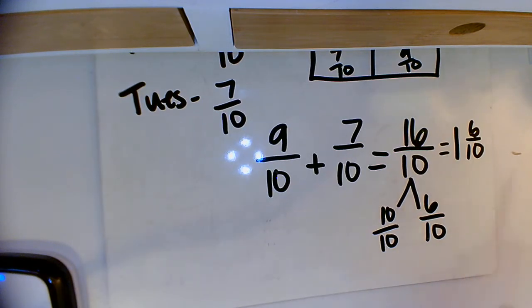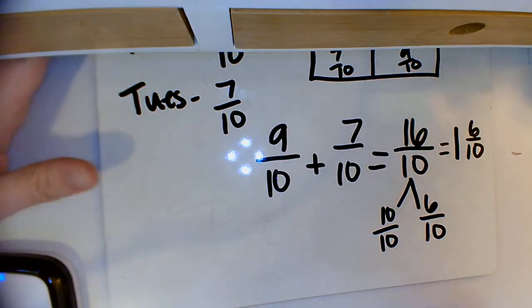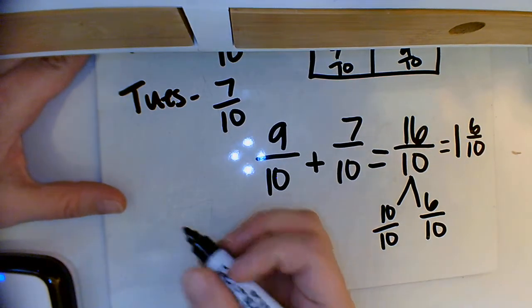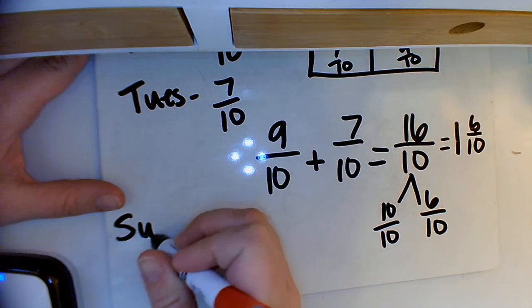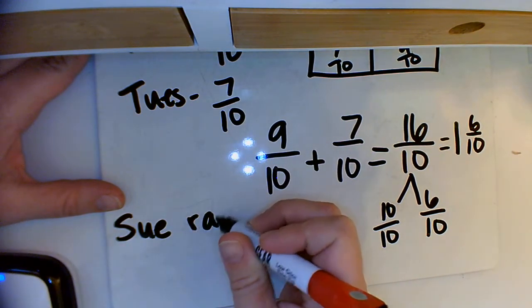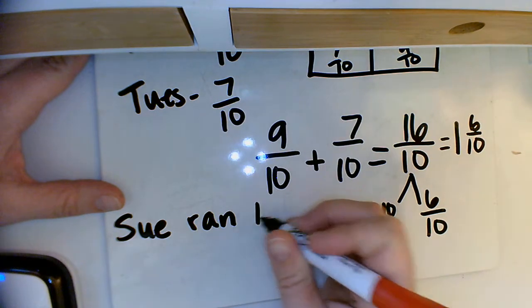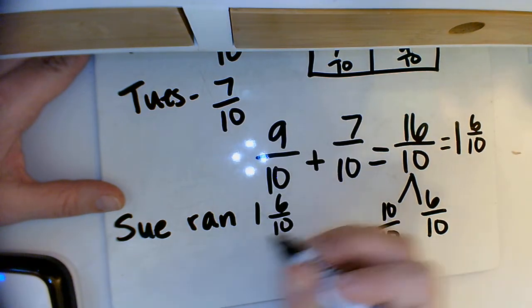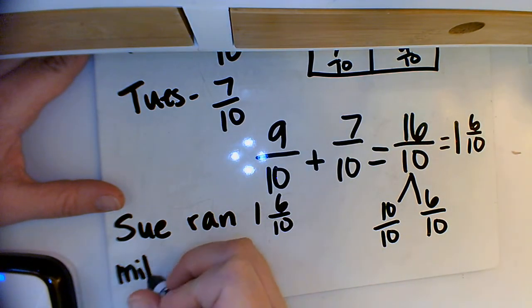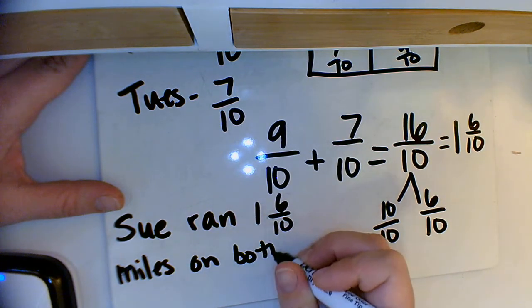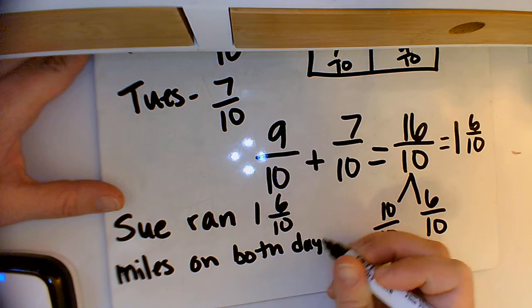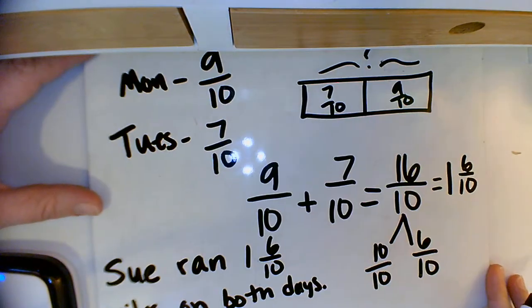And answer statements are something that I always ask you guys to do. If I was working on a test or a paper, I would say Sue ran 1 and 6/10 miles on both days. And notice all this work I did to solve that, okay?